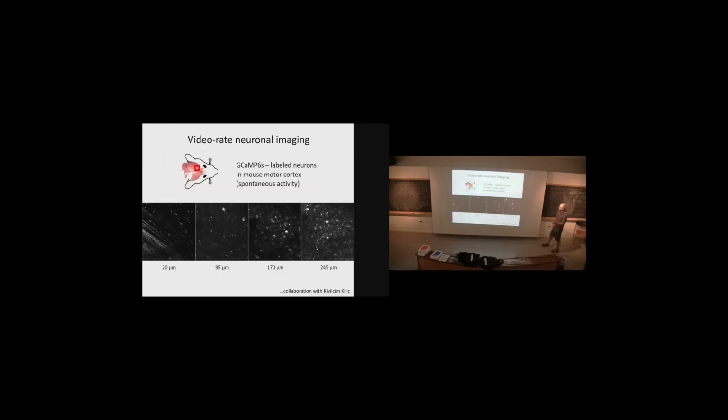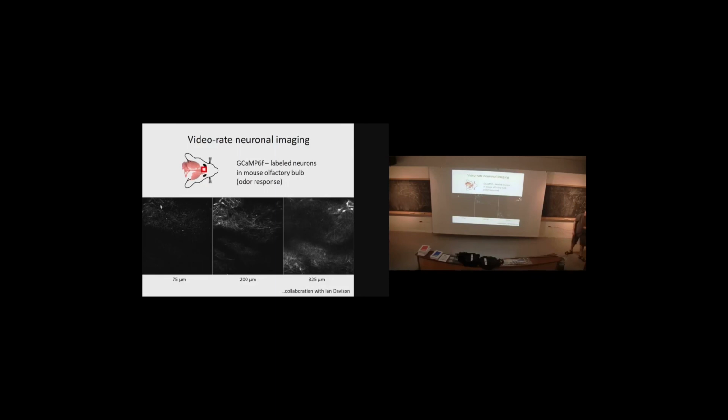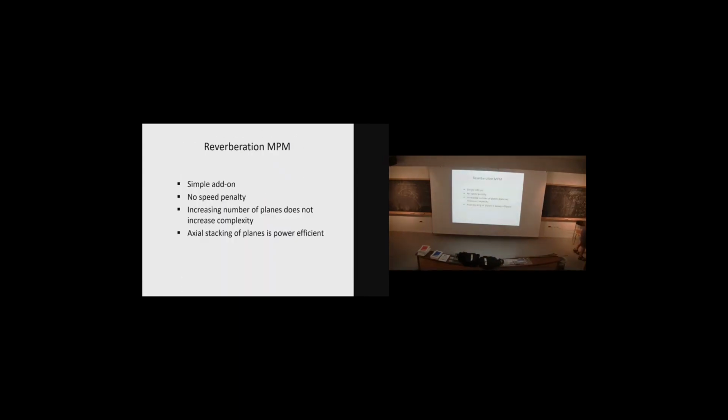This is simultaneous calcium imaging. This is 4 layers. You can see the dynamics, spontaneous activity. This is evoked activity, 3 layers, simultaneous. So the mouse with breathing and odor, and suddenly the neurons become active. And you can see that we're looking at very different neurons in each case, but simultaneously. Or quasi-simultaneously, within a few nanoseconds. And so that. Okay, reverberation MPM, very simple.